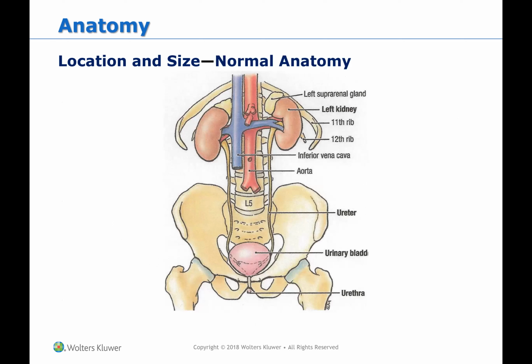So these are the typical locations in a female here. The left kidney looks a little bit higher, close to the 11th and 12th rib. The right kidney is a little bit lower, but still protected by those ribs there. Both ureters are coming down to the urinary bladder. And then you can see the urethra there. So when I'm talking about the renal sinus, I'm talking about the part of the kidney where the veins and arteries go into. So that's the renal sinus. That's in the medial portion.